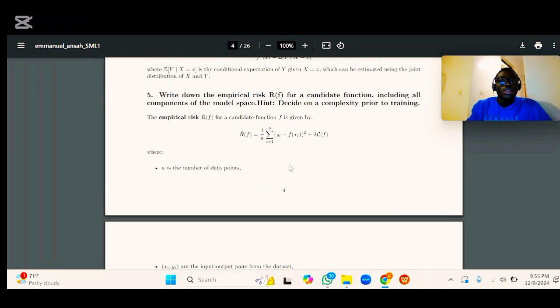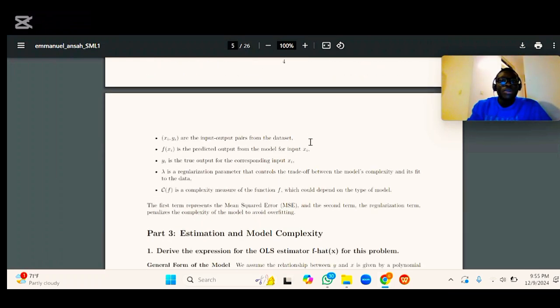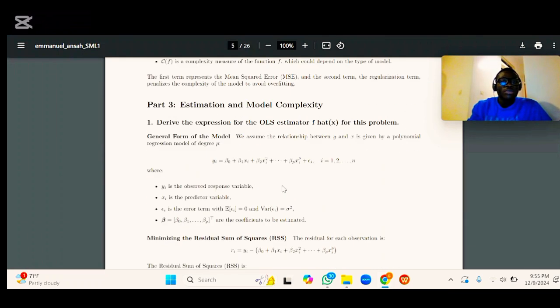And this is the empirical risk function, which is 1 over n summation of our loss function plus this complexity term here, the lambda being our regularization and the C of f being our complexity measure.